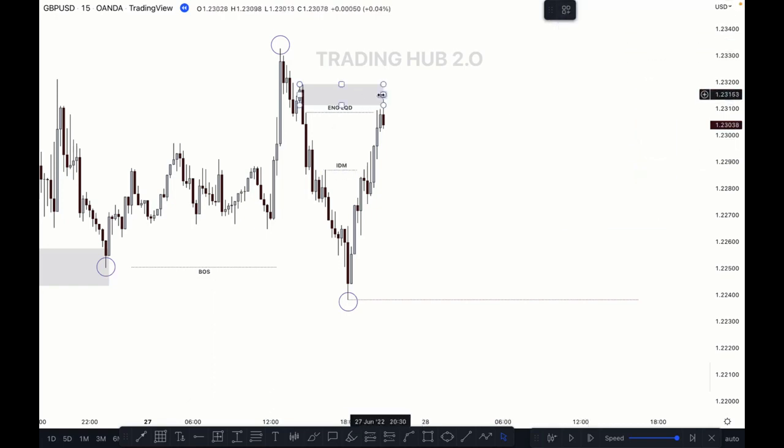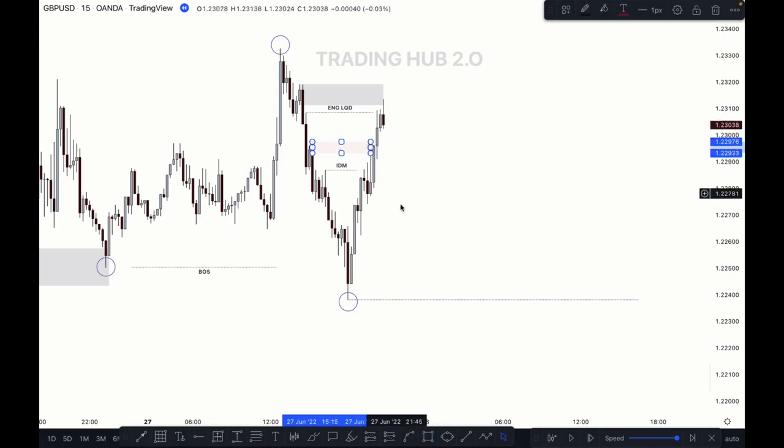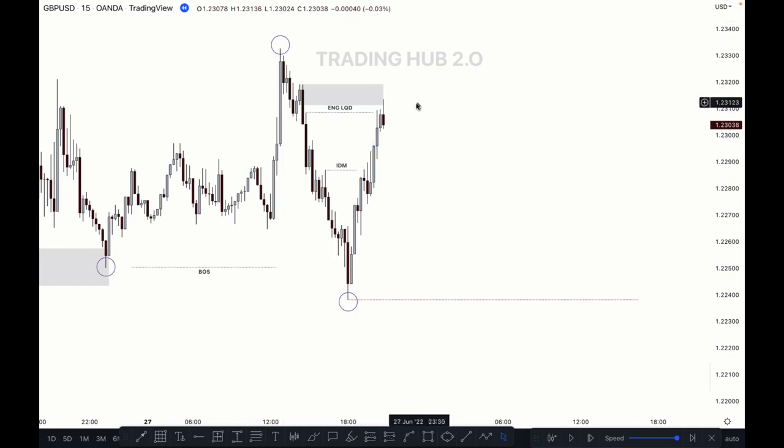Once the market mitigates this engineering liquidity, or if the market does not tap the engineering liquidity and takes out the inducement and mitigates something here and then shows some reaction, the same rule will be applied. So let's see how the market reacts when it mitigates a supply zone. Let's switch into the lower time frame.